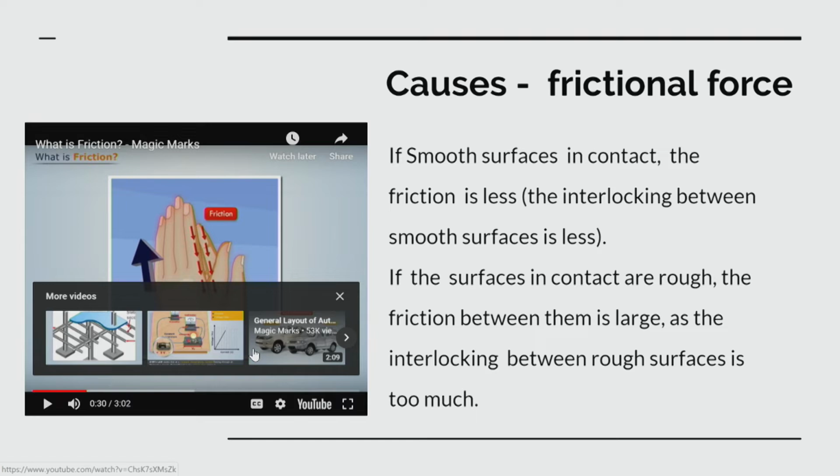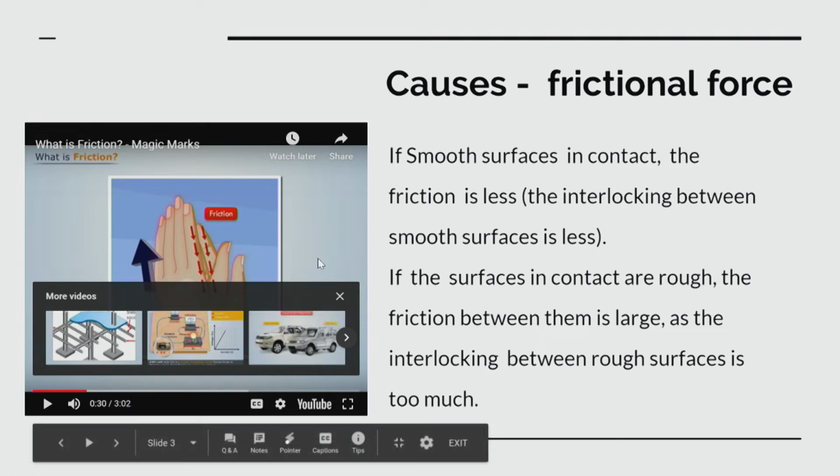The reason is, any surface, if you look, has undulations, and because of the undulations there is interlocking, or a mating between the two surfaces, and this interlocking is more when the surface is rough. So this means that you need to have more force to push it. Here is a small video which shows you how friction comes into play and what is the effect of the surface finish.